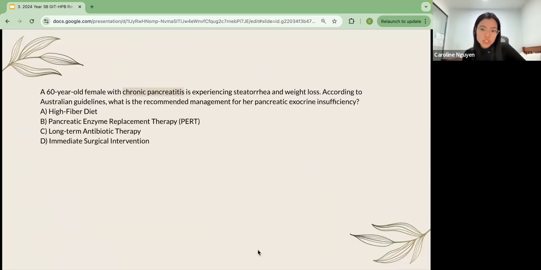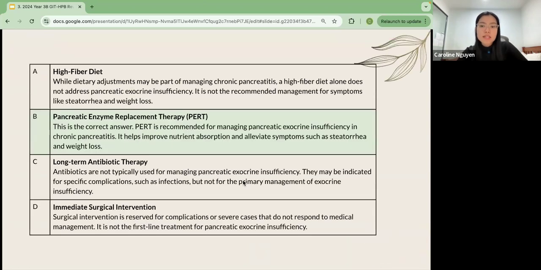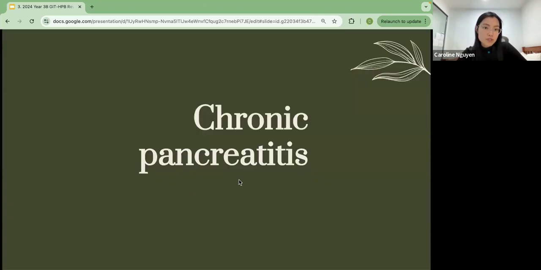So malabsorption questions. If someone has pancreatitis and they've got the symptoms of steatorrhea and weight loss, what is the recommended management for the pancreatic exocrine insufficiency? What do you think it is? So do we give them more fiber? Do we replace the pancreatic enzymes? Do we give them antibiotics, or do we operate? B, perfect. That's right. It's PERT. So we just have to replace what they've lost.